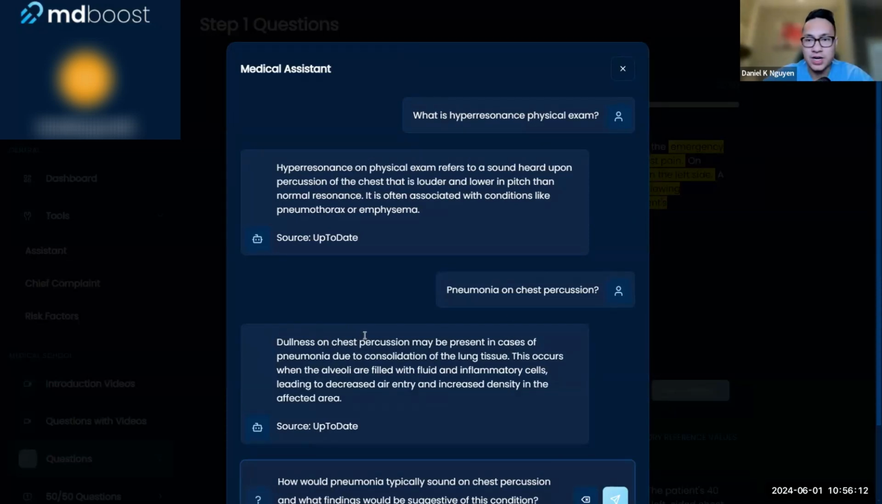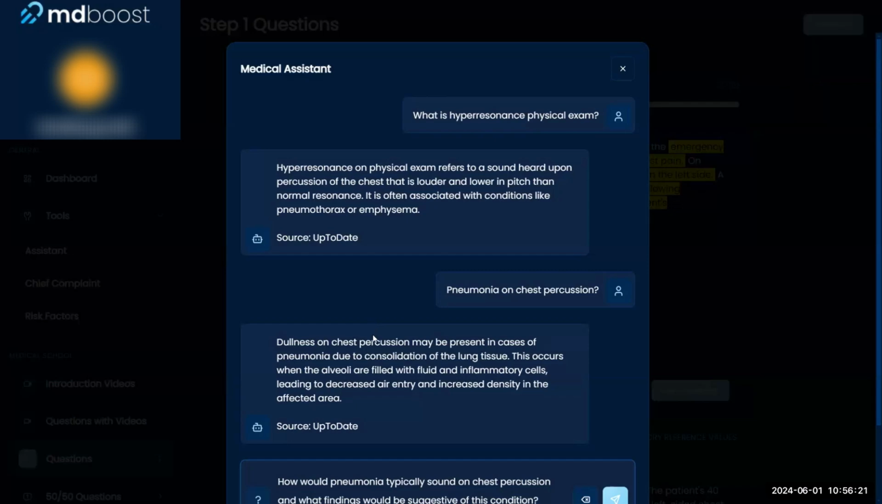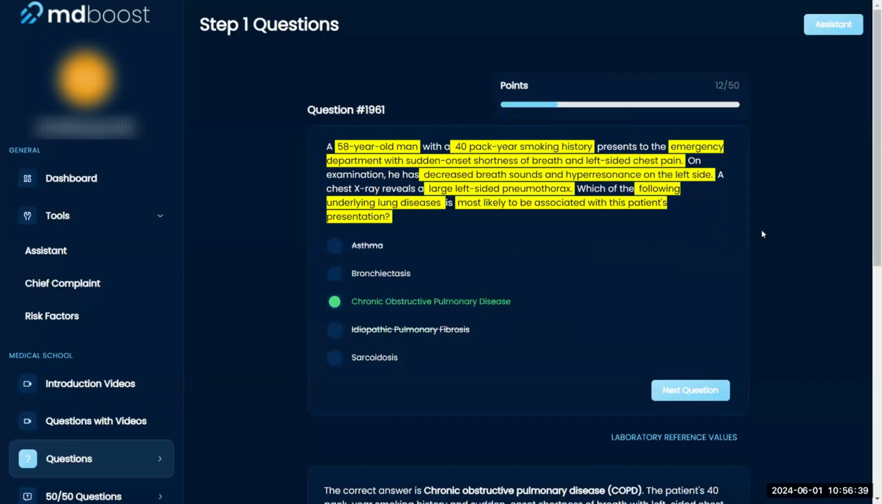As you percuss it, imagine flicking a water balloon versus an air balloon. It's going to be like a doink sound instead of this airy kind of vibration. Does that make sense? It just makes a different sound. So I wouldn't call it hyper or hyporesonance. They describe that as a dull sound of percussion. So we'll have hyperresonance or dullness. Gotcha, okay, perfect.